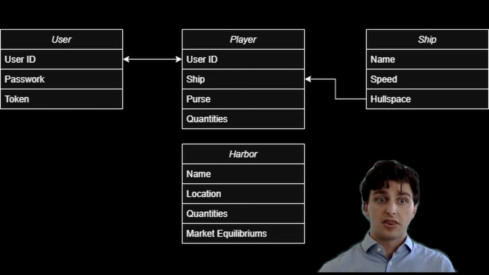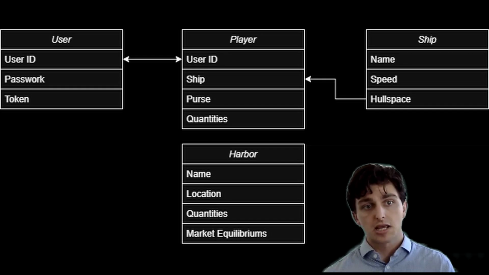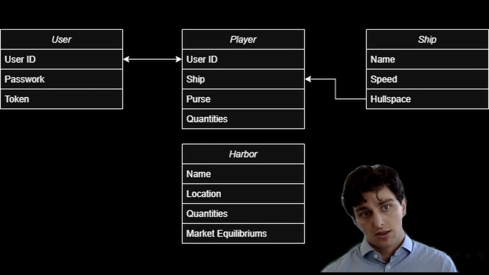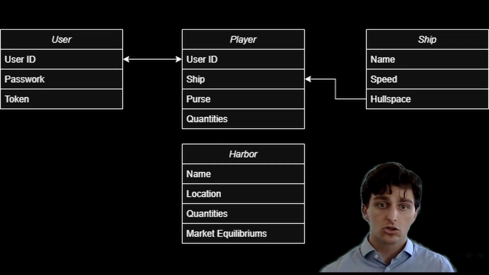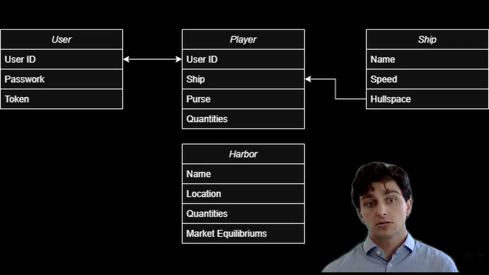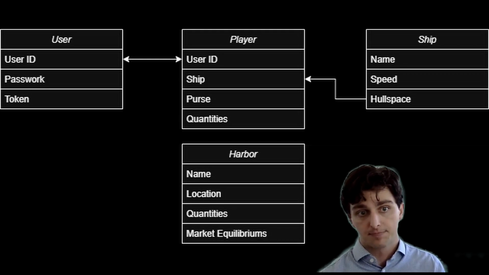The data that Django kept track of included the player, like their purse, ship type, quantity of goods, and login status. Then the harbors, like their name, location, good quantities, and market equilibrium, and the ships, the ship name that the player could use, including the hull space and the speed that affected the gameplay.